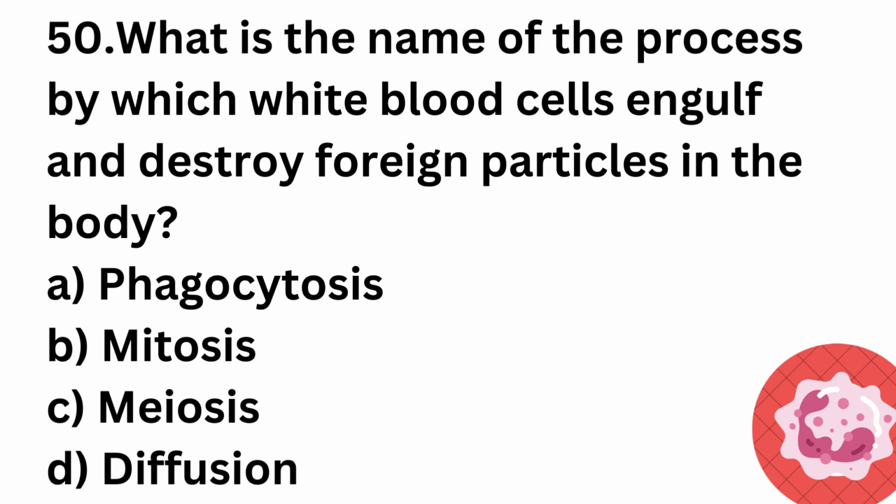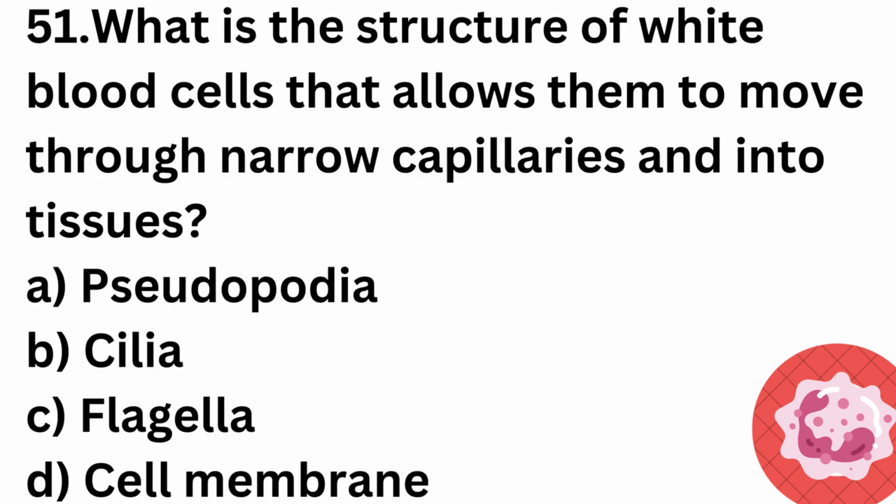What is the name of the process by which white blood cells engulf and destroy foreign particles in the body? Phagocytosis, mitosis, meiosis, or diffusion? Answer A. Option A. Phagocytosis. What is the structure of white blood cell that allows them to move through narrow capillaries and into tissues? Pseudopodia, cilia, flagella, cell membrane. Option A. Pseudopodia is the correct answer.